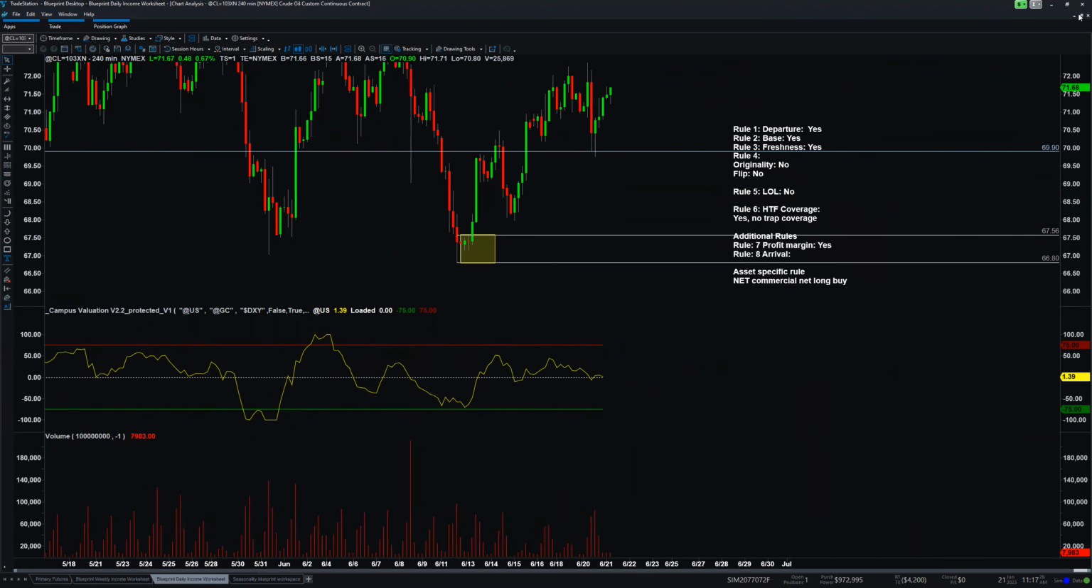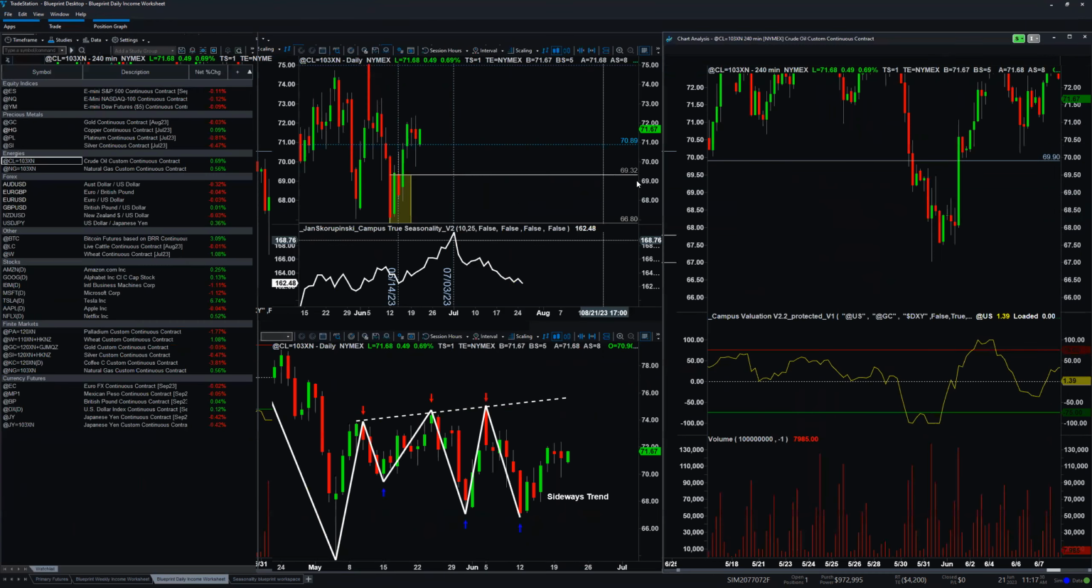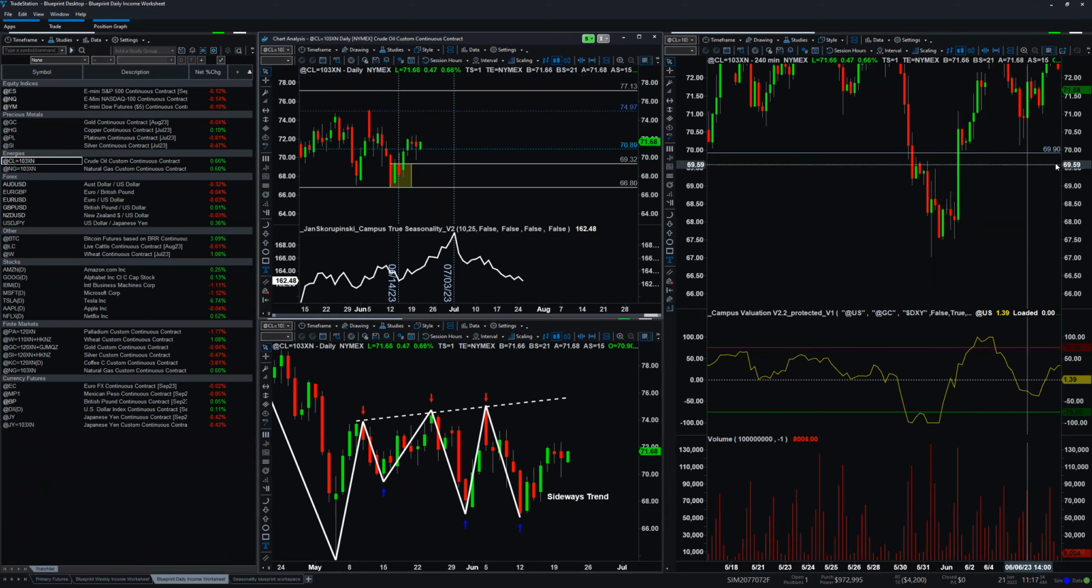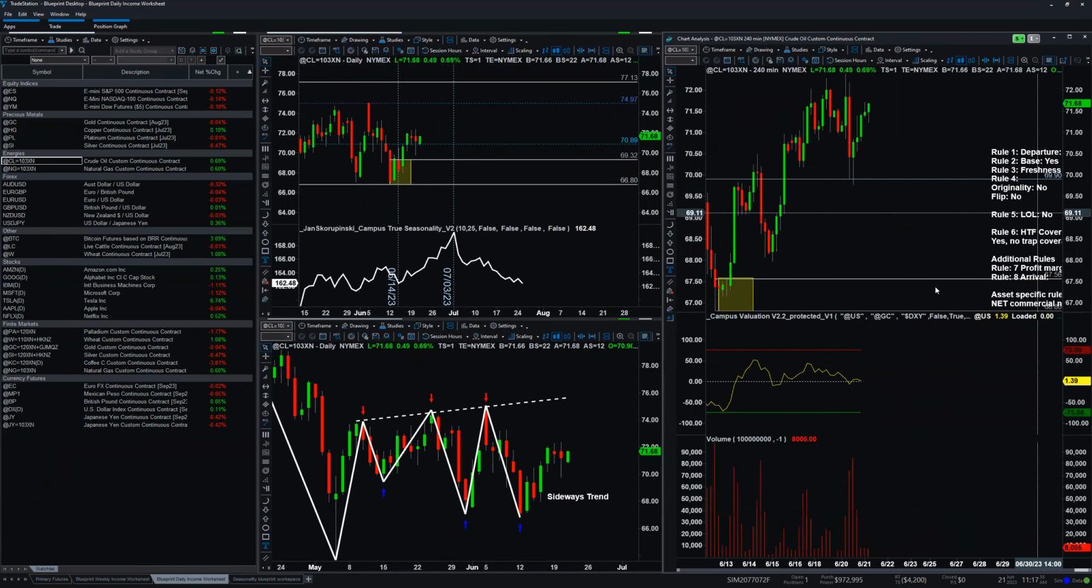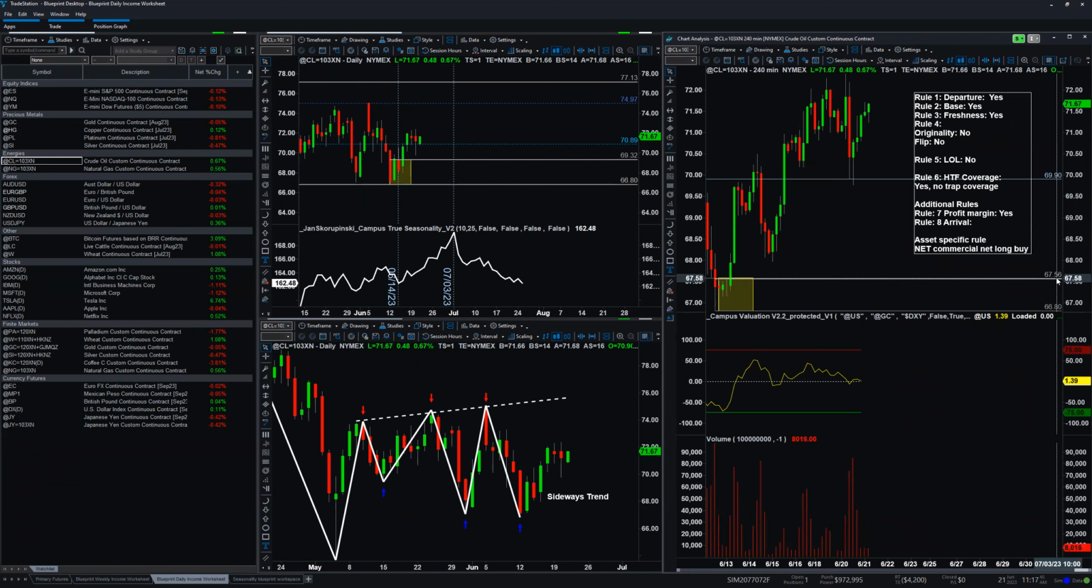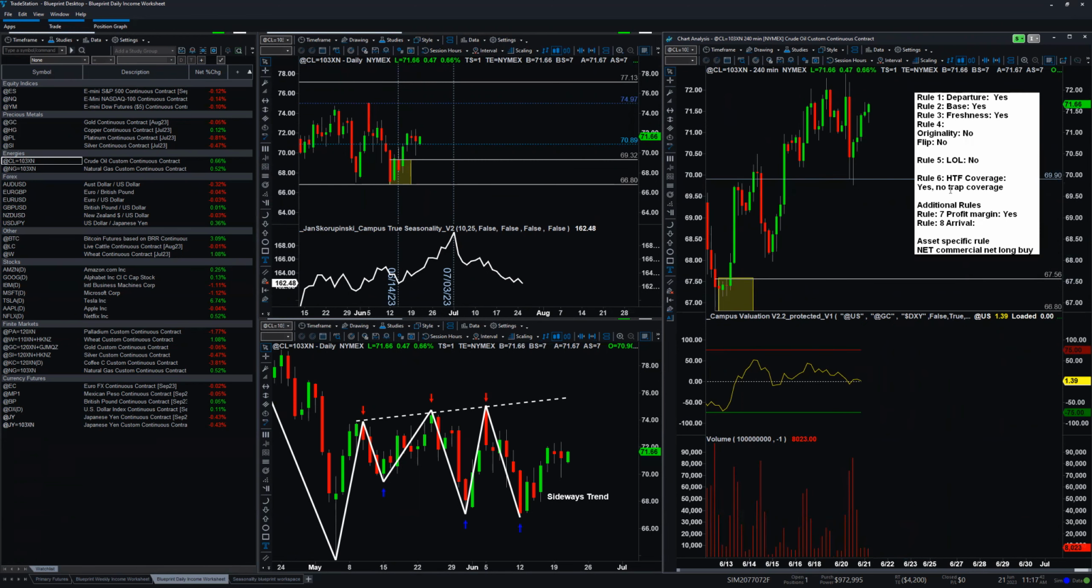Okay, higher time frame coverage. Let's check. Well, my demand starts at 69.32, and here I am at 67.56. So I'm below that, so yes, I've got higher time frame coverage. Additional rules: profit margin measured from proximal to distal. How far has price traveled away from the zone? More than a 1 to 3. Eyeball it: yes, it has been more than a 1 to 3. Arrival, we can't test yet because price seems like it's not coming back. It hasn't come back so far.